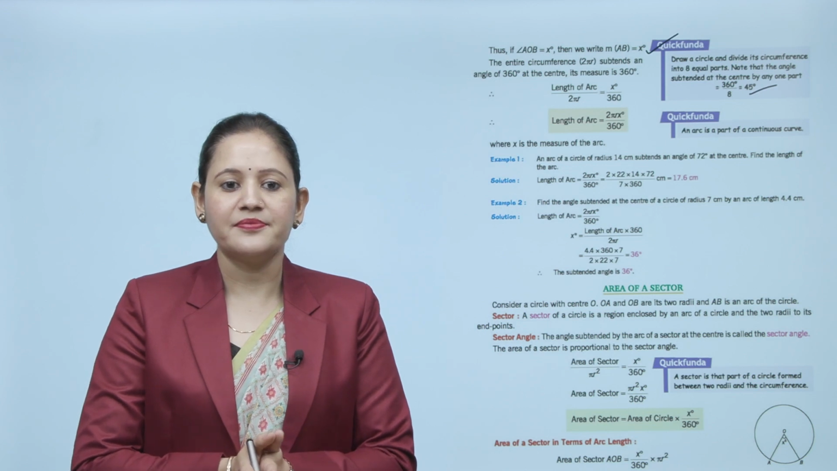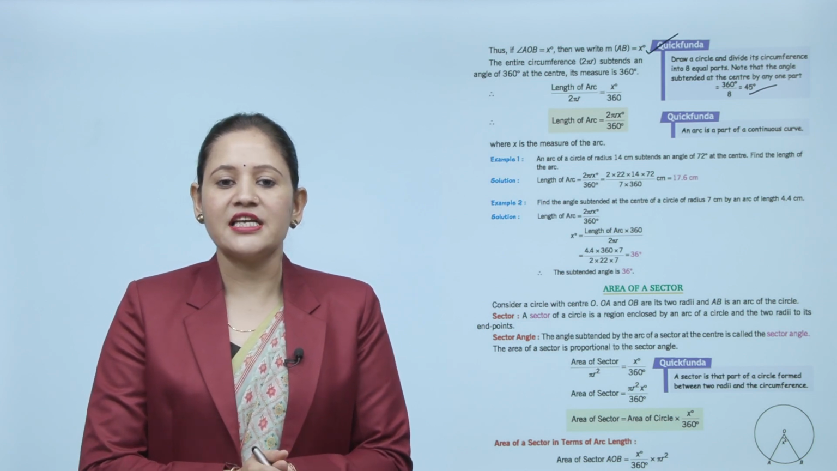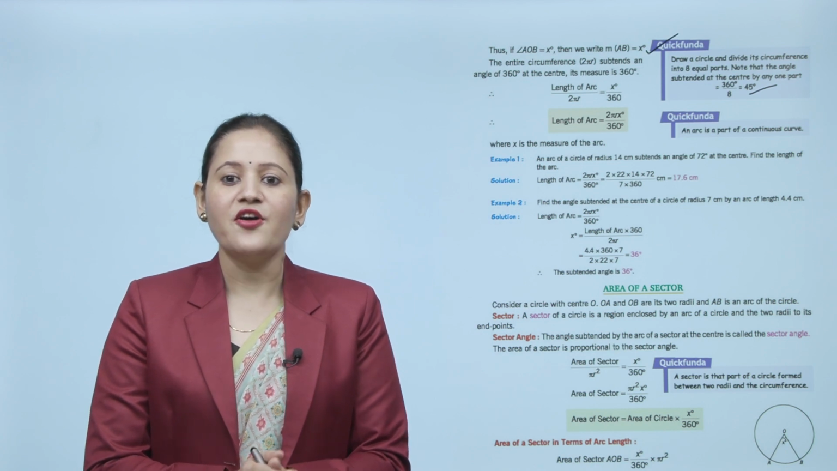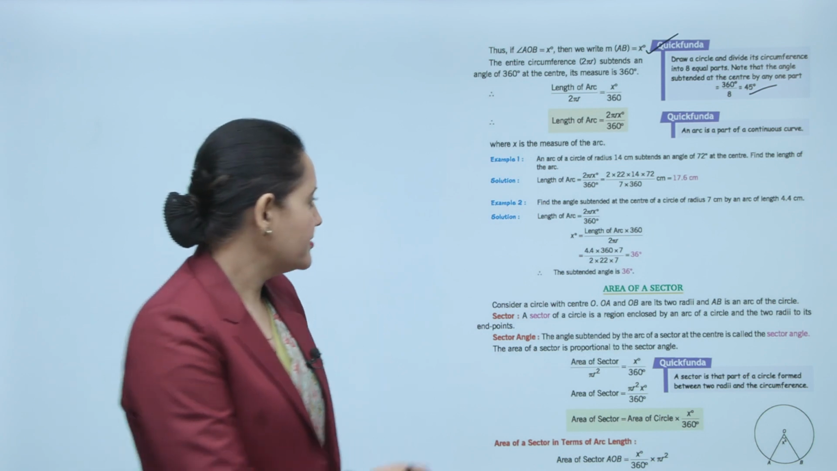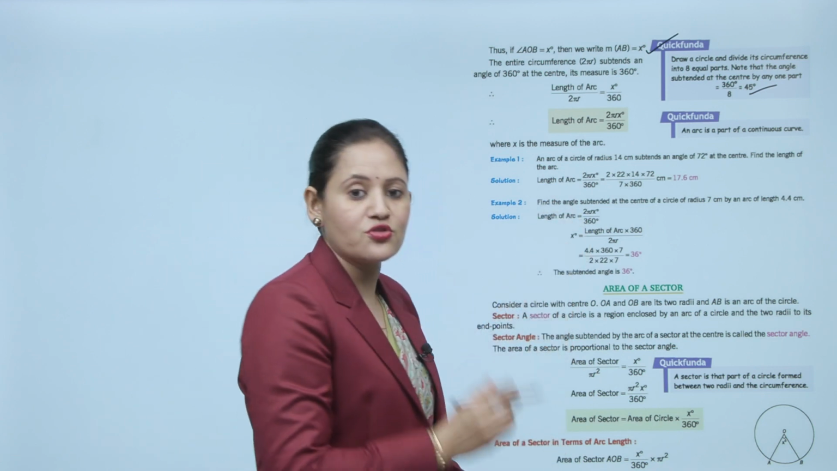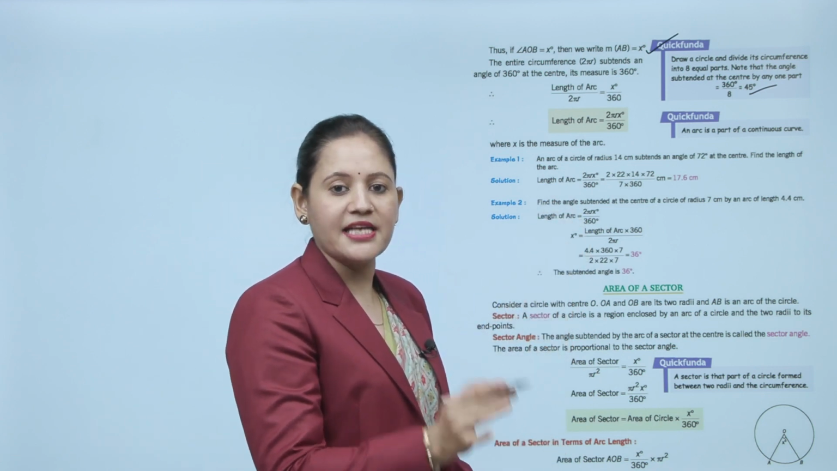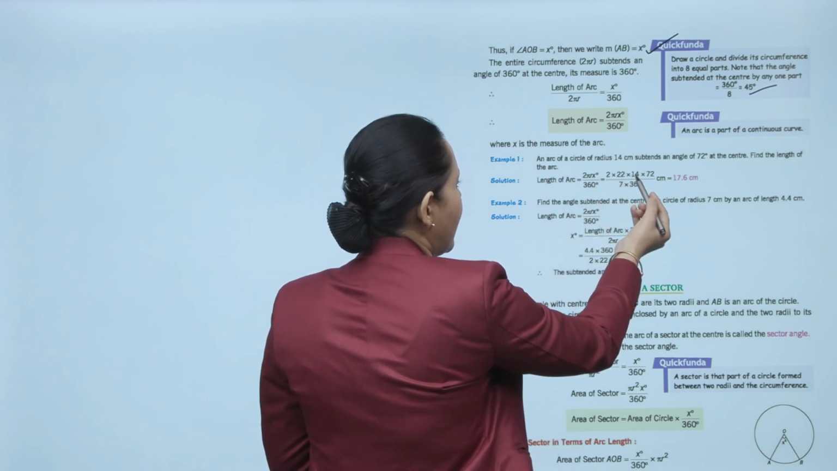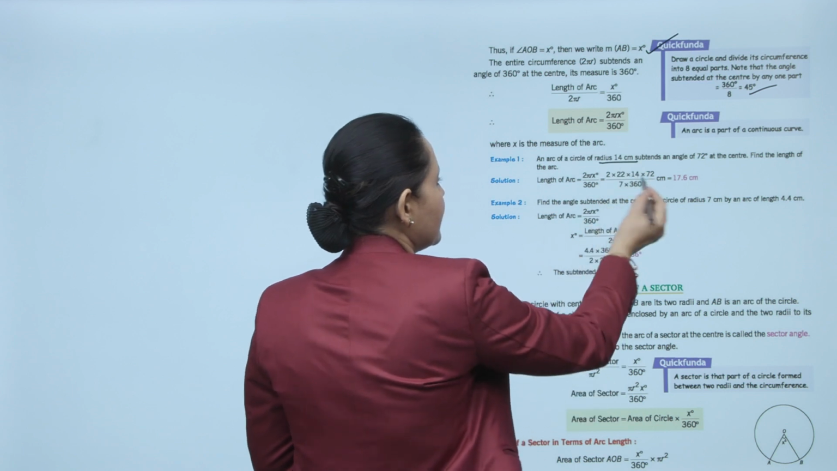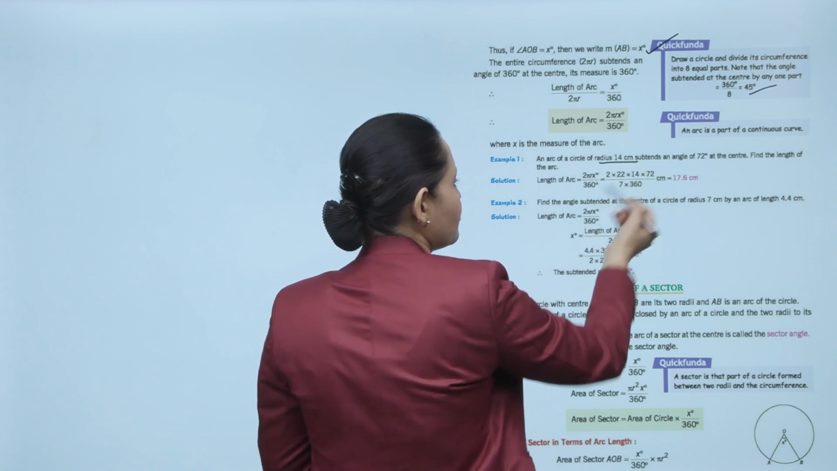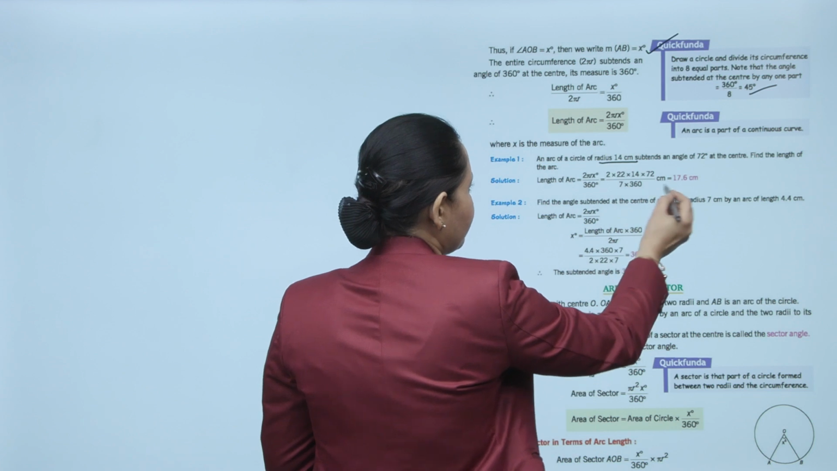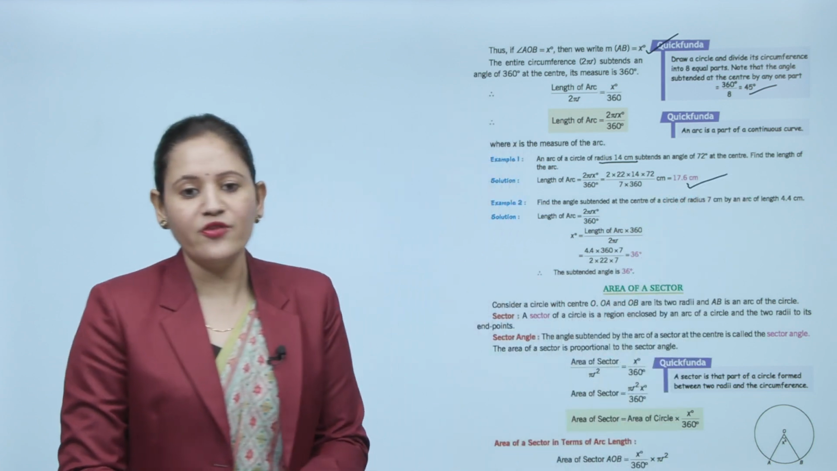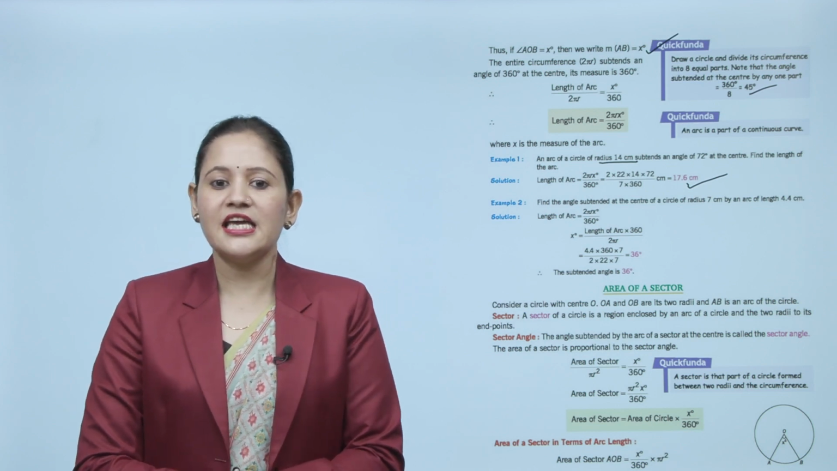Let's take an example. The arc of a circle of radius 14 cm subtends an angle of 72 degree at the center. Find the length of the arc. So length of arc equals 2 pi r multiplied by x degree upon 360. So 2 into 22 upon 7, the value of r is 14 centimeter and the angle is 72 degree. Solve this, we'll get 17.6 centimeter. That is the length of the arc. Clear?